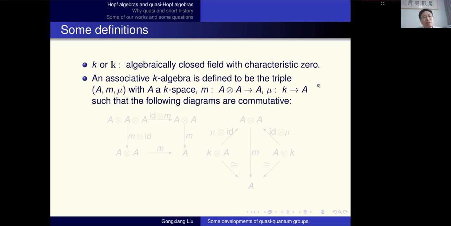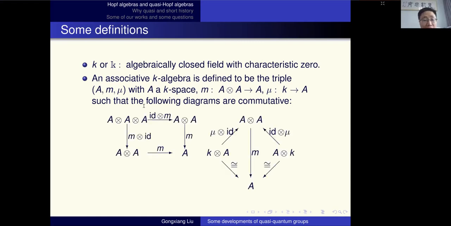Everybody knows an associative K-algebra is defined to be a triple, where A is a K-space, a linear space, and M, sometimes we call it multiplication, is a linear map from A tensor A to A, and mu means a unit, a map from K to A, such that the following diagrams are commutative. We know the first diagram means it is associative. The second diagram means it has a unit. So that is the associative K-algebra definition.